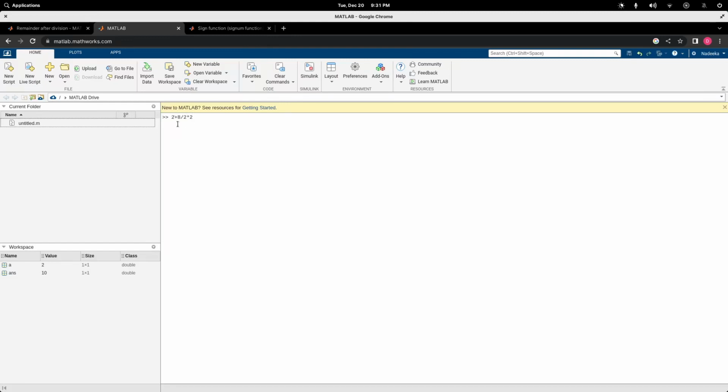So here I know division and multiplication are at the same level, but I go left to right. So first I have to do the division. MATLAB will do the division first, so you will get 4. 4 times 2 is 8. 8 plus 2 is 10.